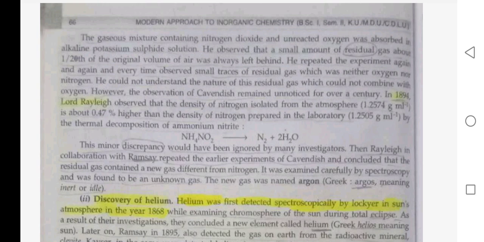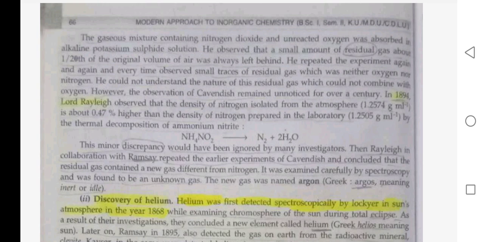In 1894, Lord Rayleigh observed that the density of nitrogen isolated from the atmosphere is about 0.47% higher than the density of nitrogen prepared in the laboratory by the thermal decomposition of ammonium nitrite, NH4NO2 → N2 + 2H2O. This minor discrepancy would have been ignored by many investigators.